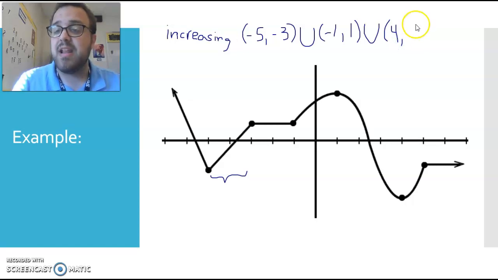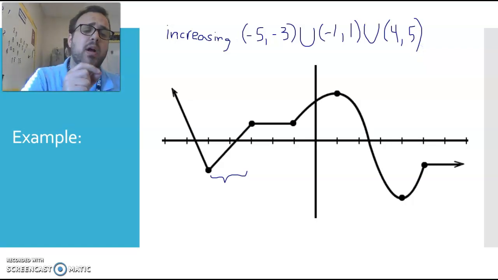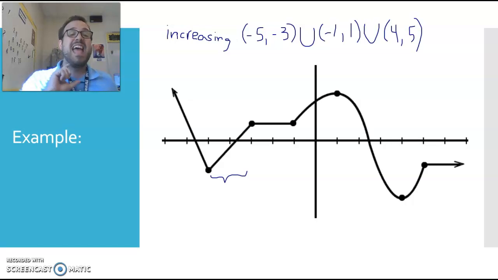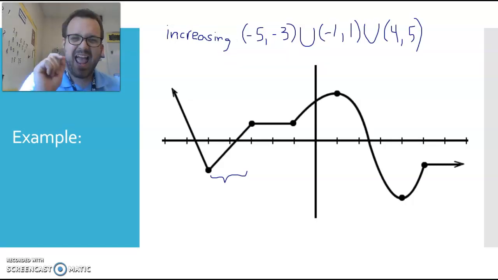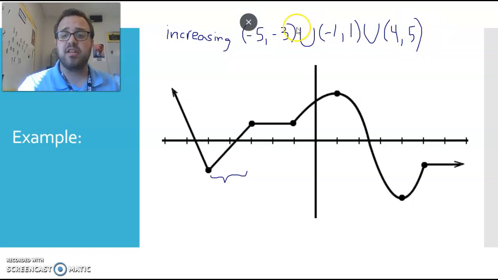You'll notice that I'm not including those ending numbers in my intervals because we can't be increasing at a specific point. In fact, based off our definition, it has to be a range. So I can't say, oh, at -5 I'm increasing, because at that specific point, I can't compare it to anything else to see if I'm increasing or decreasing. So automatically, those things are not included when I'm listing my intervals.